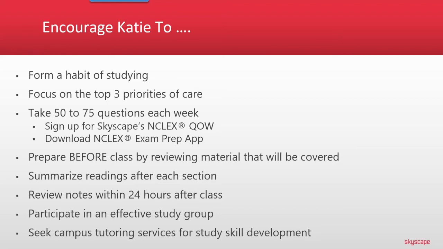So that is where she needs to think about prioritization and what is most important in the care of the patient. Have Katie go into her multiple NCLEX options within her Skyscape program, taking 50 to 75 questions a week. She might use the question of the week by Skyscape. She might download the NCLEX prep exam app. She might use one of the textbook resources that are available. 50 to 75 questions a week is critically important to developing testing skills. And Katie, as well as all of her classmates, need to be doing this.